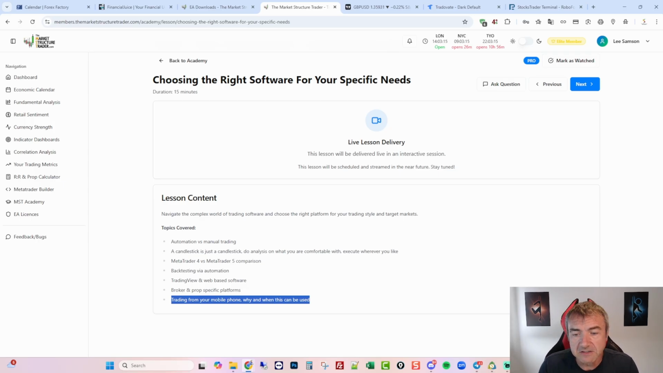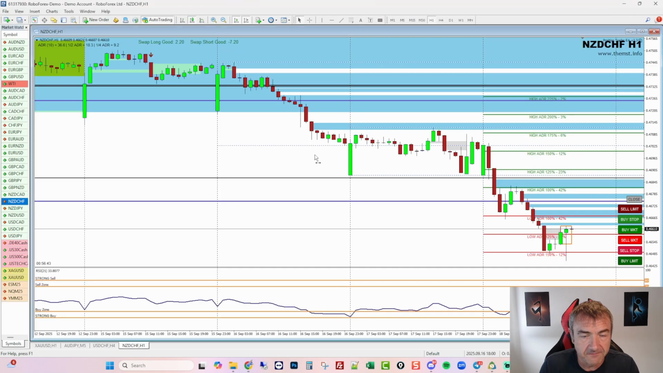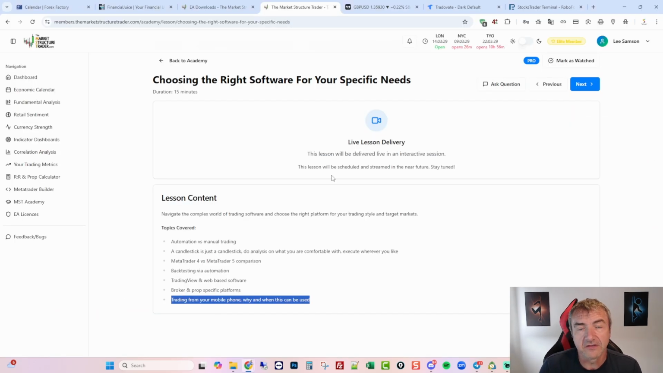When you're trading specifically on MetaTrader 4 or MetaTrader 5, or really on any platform, TradingView and everybody has an app available for your mobile. Your broker will have an app available for your mobile as well. So the use for your mobile phone is not for taking trades. It's not for analyzing the market. It's there to monitor your account.